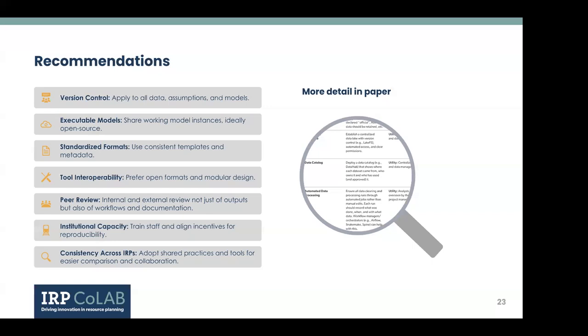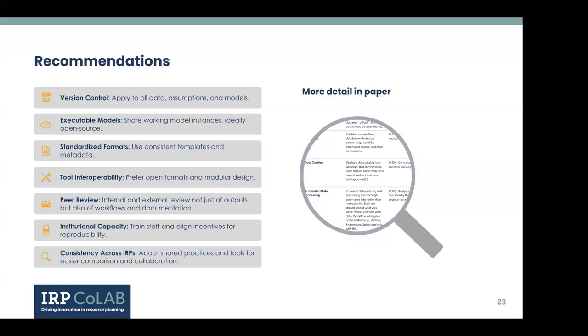And ensure consistency across IRPs. In Europe, we're in a situation now where most of the system operators use at least a similar toolbox, which makes it easy for neighboring system operators to exchange data. It makes it easy for the regulator to look at everything without having to have the capacity to use 20 different tools. In the US, for many reasons, we're not there yet.